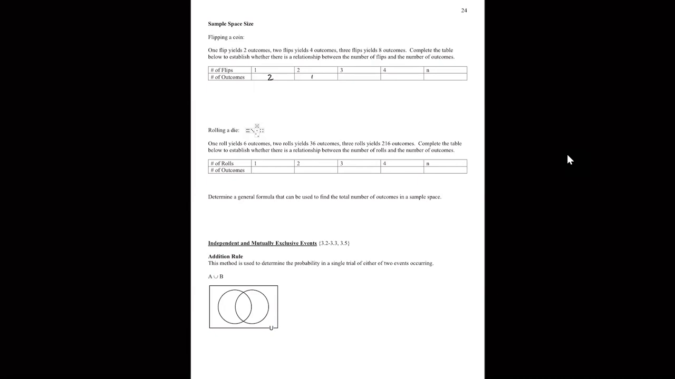Two flips lead to four outcomes. Three flips lead to eight outcomes. Now, when you look at the progression here, you see, okay, we're doubling, obviously. 2 becomes 4, becomes 8. So the next one would be 16. I think that's pretty clear.